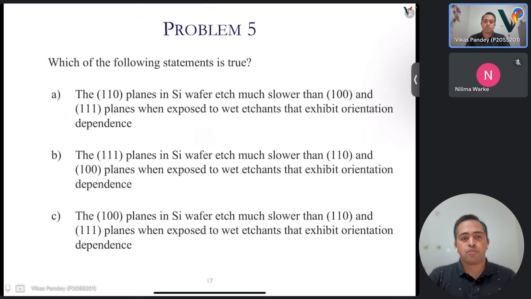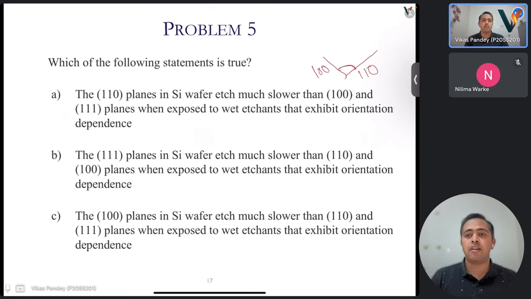Which of the following statements is true? The 110 plane in silicon wafer etches much slower than 100 and 111 planes when exposed to wet etchant. Remember, in the previous class we also talked about the angle between 111 and 110 and 100 plane. What is the angle, and which plane is used as the etch stop plane? You can answer from that.